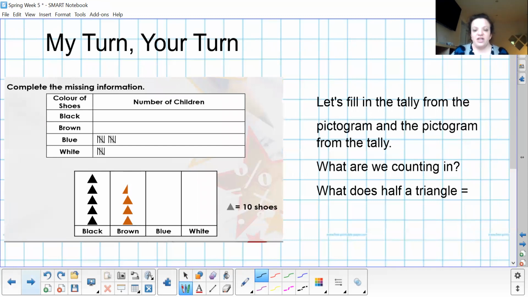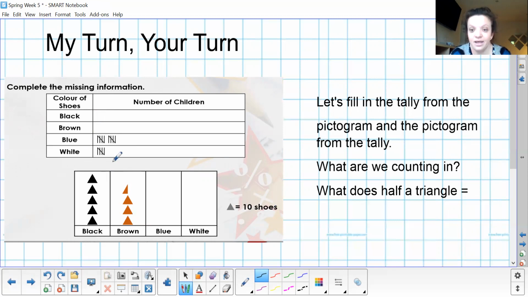Okay, now we're going to have another go at, we've got half the information in our pictogram and half of the information in our table. So we need to find the information that isn't in our tally from the pictogram, and we've got to find the information that isn't in our pictogram from the tally. So let's start with black, because we can use the pictogram for black, and we don't know how many we've got. So black, let's see what each triangle equals.